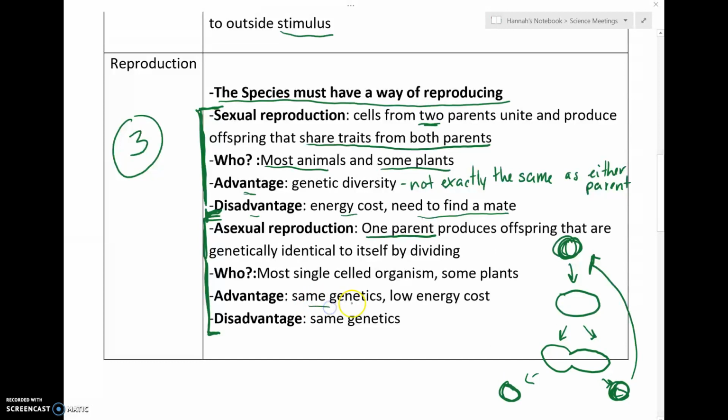So same genetics, but also low energy cost. That's pretty beneficial as well. A disadvantage is that it also does have the same genetics. This is a little counterintuitive. How can it be an advantage and a disadvantage? It really depends on the environment where the cell or where the organism is living.